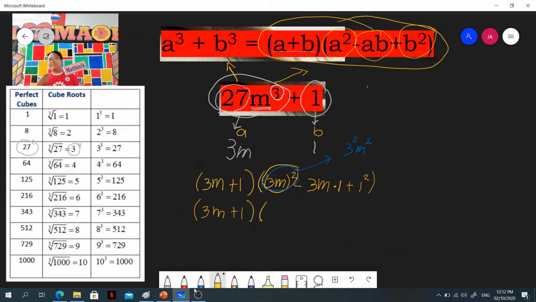So, anong sagot? 3 squared. Dalawang beses may multiply si 3 sarili niya. 3 times 3, that will be 9. And then, variable will be m squared minus 3m. Bakit po 3m? Kasi 1 times 3, that's 3. Tapos, copy na lang si m. Okay? Plus 1 times 1, 1. Okay, therefore, meron na tayong sagot. So, ito yung ating final answer.